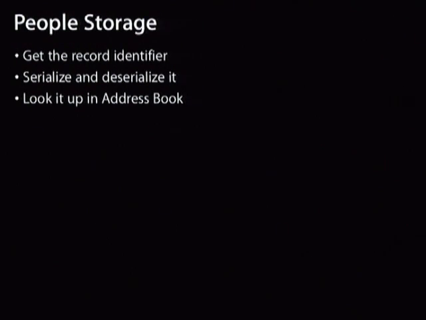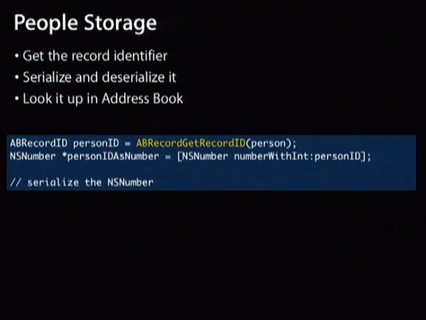If you've made a mapping between something on the web, something local, the way to do it is getting the record identifier. That's an integer. You can store it. When you come back, you can compare it to what is in the address book. When you come back, you can use that identifier to get the record from address book.